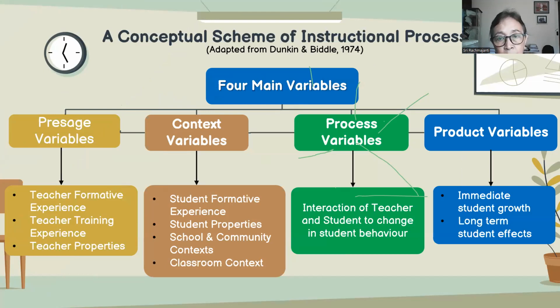If you have a look at the reference here, it is Duncan and Biddle, 1974. This is the conceptual scheme of the instructional process, the teaching and learning process. How many variables are there? There are 4. In any teaching and learning process, there are 4 variables. Okay, if you look at this diagram.